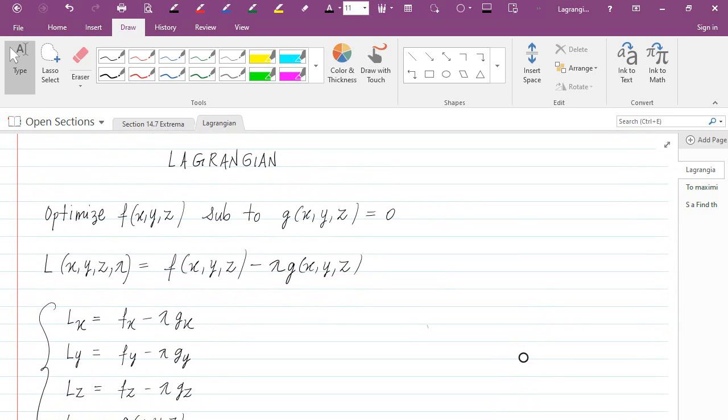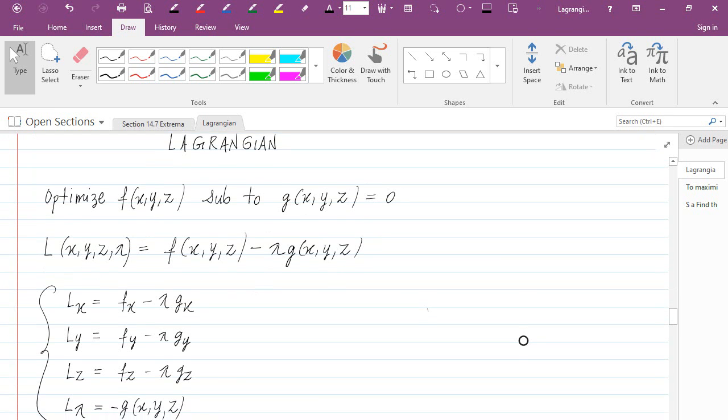So I'm going to define the word Lagrangian. Let's say that we are trying to find the extreme values of f subject to the constraint g is equal to 0. The Lagrangian for this optimization problem is the function L of 4 variables x, y, z, and lambda that's equal to f of xyz minus lambda times g of xyz. So we are thinking of L as a function of x, y, z, and lambda.